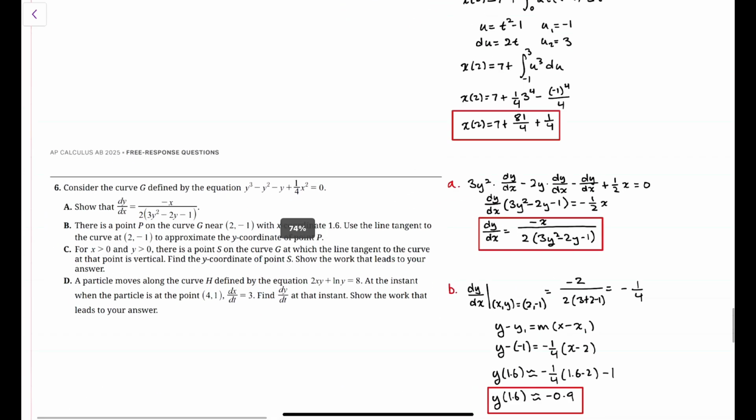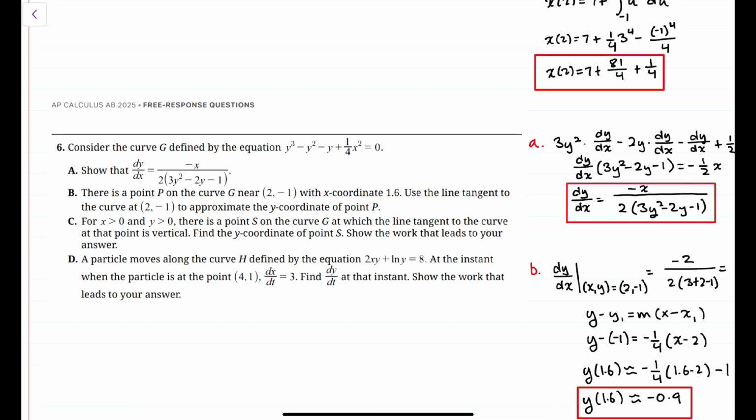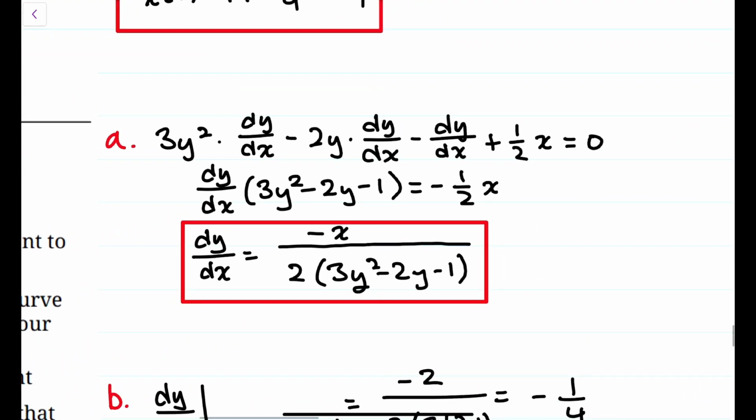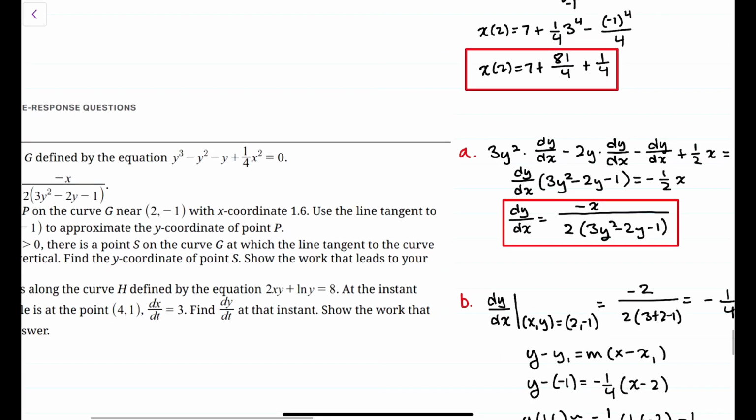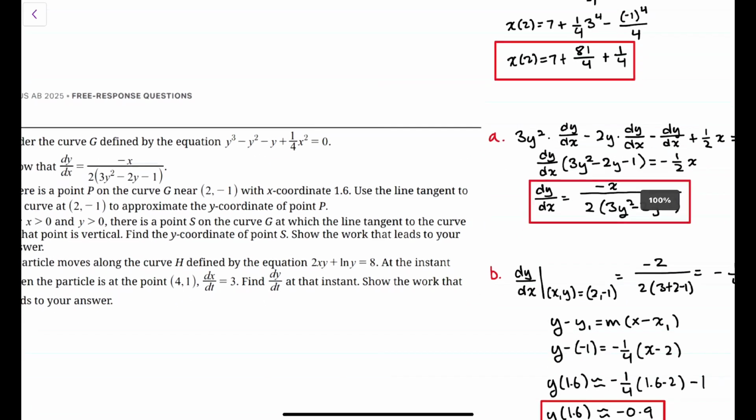Okay, so moving on to the last FRQ on the AB exam. Part A asks us to find dy by dx, and we're given an equation. So we have to use implicit differentiation for this. So we just take the derivative. Don't forget your chain rule when you're dealing with y. Then you factor out dy by dx from everything, and then divide by 3y squared minus 2y minus 1 on both sides. And don't forget to move 1/2 x to the other side. And then you come up with whatever is asked, so negative x over 2 times 3y squared minus 2y minus 1.